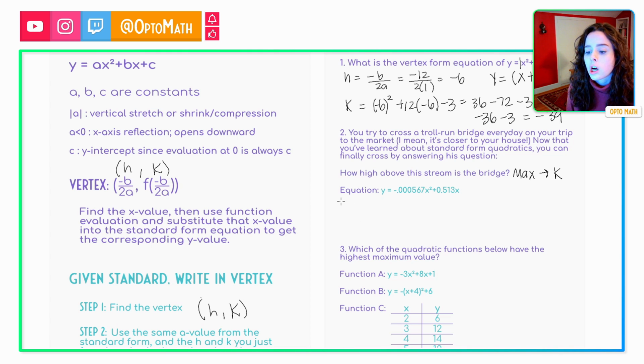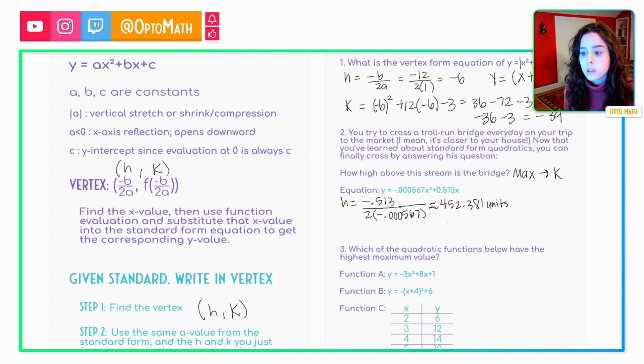So let's do that. Our h is negative b, which is negative 0.513, over 2 times a, which is negative 0.000567. Okay, I'm going to type this in my calculator on Desmos, which you know is an amazing calculator, and then figure out what this h value is. Okay, so we get approximately equal to, which is what the squiggly lines mean, 452.381 units. So it doesn't tell us the units, but it could be like feet or meters, probably feet. You know, one of those two make most sense.